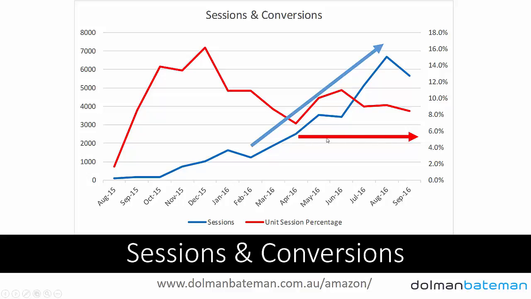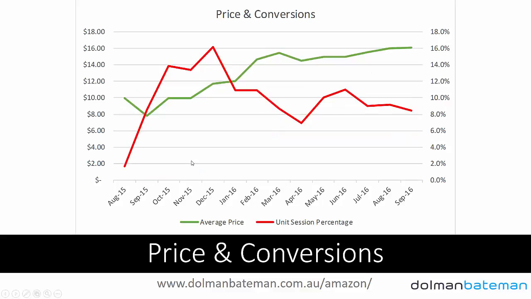When we look at the price and conversions graph, comparing the two, I'm basically going to ignore this period before January because there was almost no volume there. We can see here that he's been increasing the price. There appears to be a slight deviation in terms of the unit session percentage or conversions associated with this increased price.